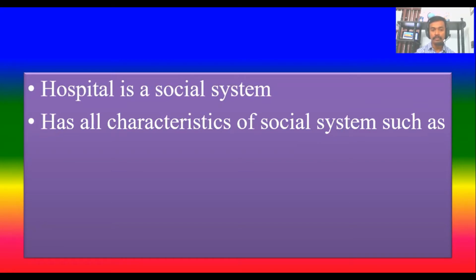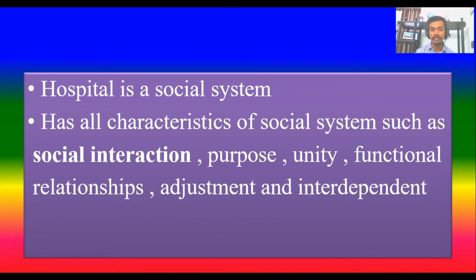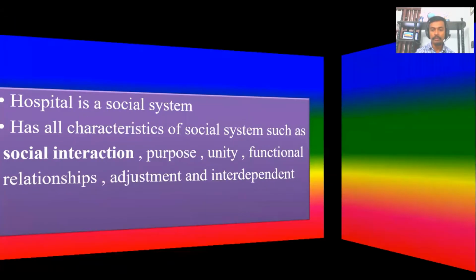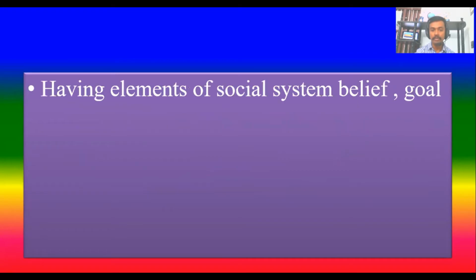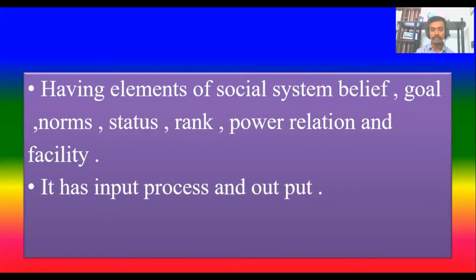A hospital is a social system and has all the characteristics of a social system, such as social interaction, purpose, unity, functional relationship, adjustment and interdependence. It has the elements of social systems, including belief, goals, norms, status, rank, power relations and facility. It has an input, process and output mechanism.